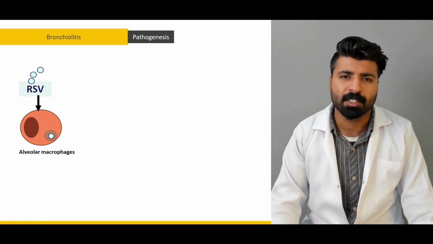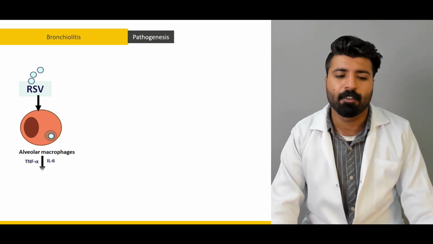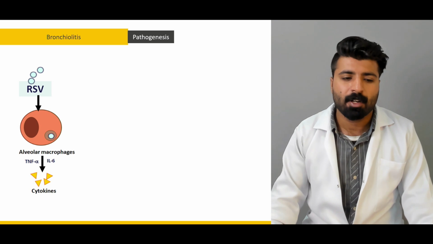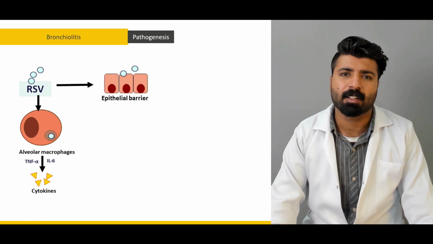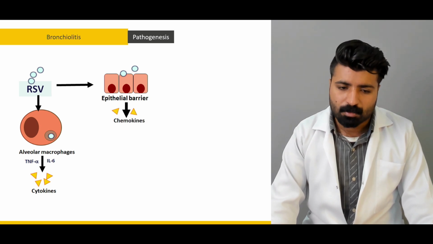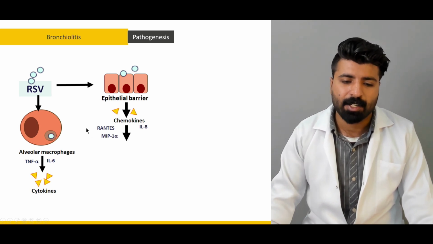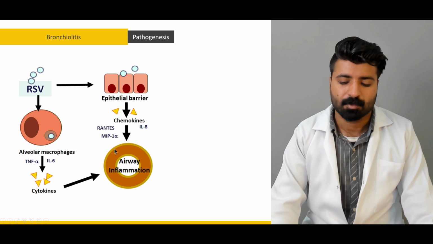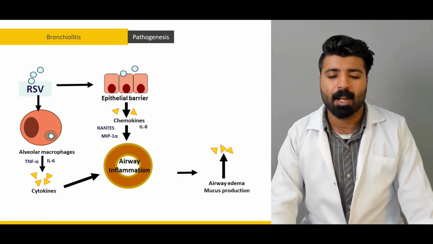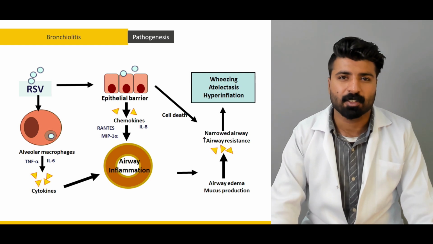whole pathological consequence. As the RSV reaches there, alveolar macrophages try to engulf it and then release tumor necrosis factor alpha, and IL-6 cytokines are released, which lead to epithelial barrier damage, and chemokines are released, and further MIP-1 alpha, as you can see right here, is released, which acts on it, and airway inflammation occurs. Then airway edema and mucus production will further lead to wheezing, atelectasis, and hyperinflation.